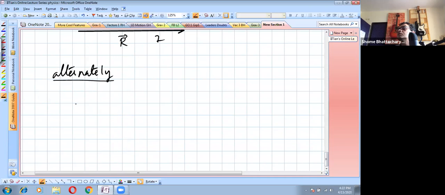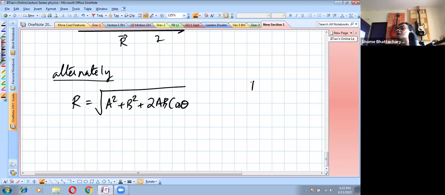Alternately, I can use the formula that resultant is equal to root of A square plus B square plus 2ab cos theta. In this, you see R is known, A is known, B is known, and what we have to find out is theta. So it is becoming an equation in a single variable, theta. So let's just solve this now.